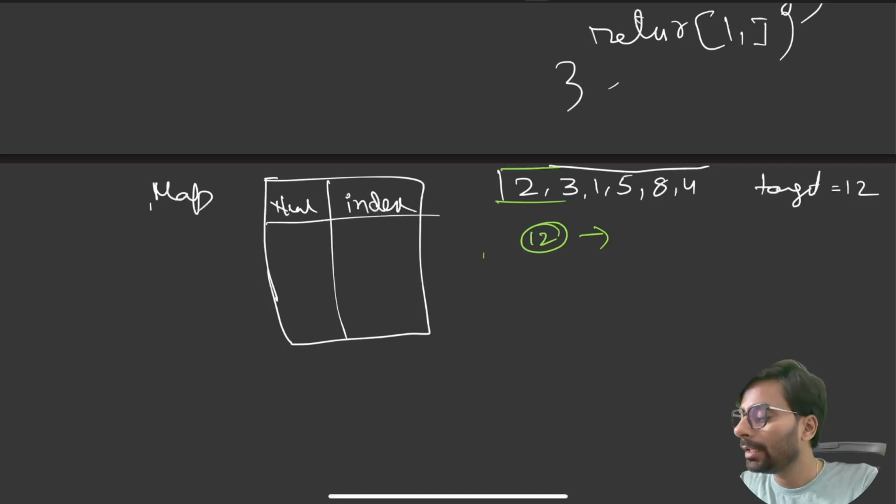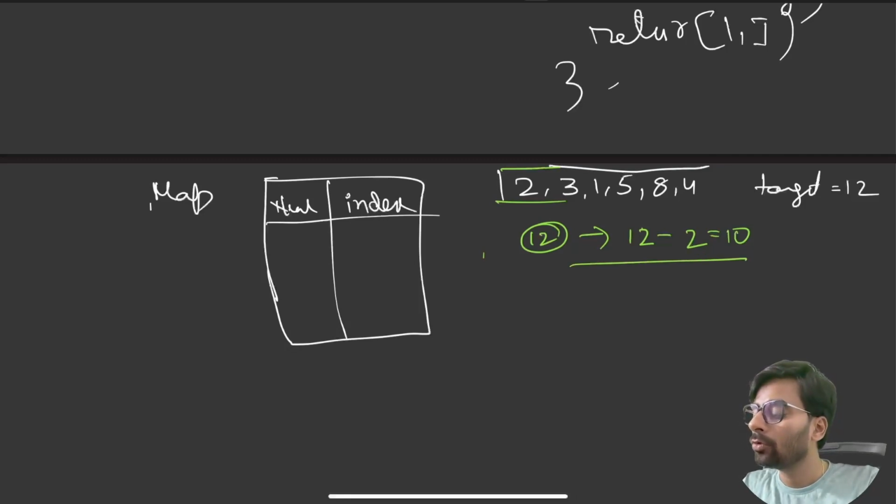I already have 2. So to reach 12, I need another 10. So in my map, I can check whether I have already visited 10, but here I'm not seeing any entry with 10. So literally, we are not finding the answer here. So we'll move forward and we'll just try to store this 2. So we'll store this 2 and the index is 0, right?